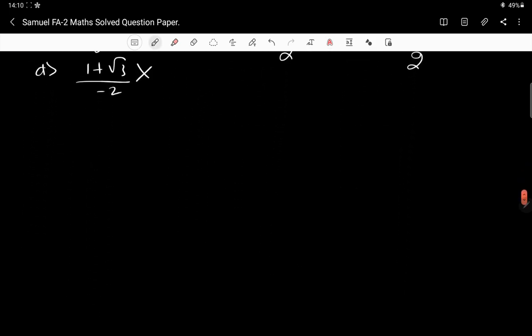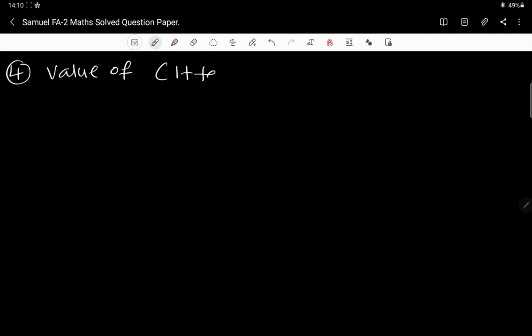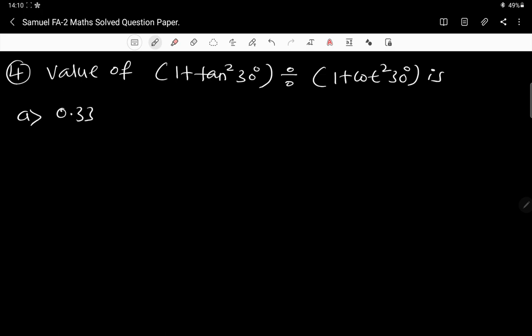Moving on to the fourth question. The value of 1 plus tan square 30 degree divided by 1 plus cot square 30 degree is. The options are given here. Option A is 0.33, option B is 0.44, option C is 0.55, and option D is 0.66.